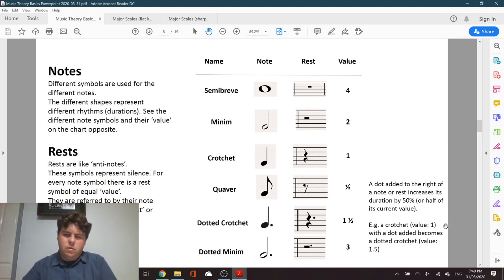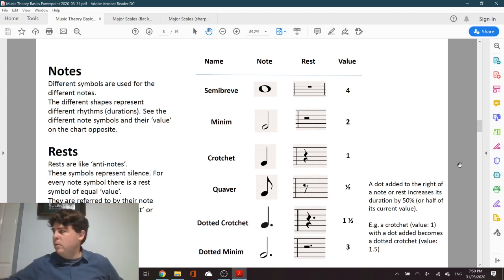Also, this is interesting too. So a dot added to the right of a note or a rest increases its duration by 50%, or half of its current value. For example, a crotchet, the value of which is 1, with a dot added becomes a dotted crotchet with value 1.5. So there's your crotchet, which is equal to 1. There's a dotted crotchet, which is equal to 1.5. And if we apply the dot to a minim, so a normal minim is equal to 2, you apply the dot, it adds 50%. So a 2 count note becomes 3 counts. That's a dotted minim.